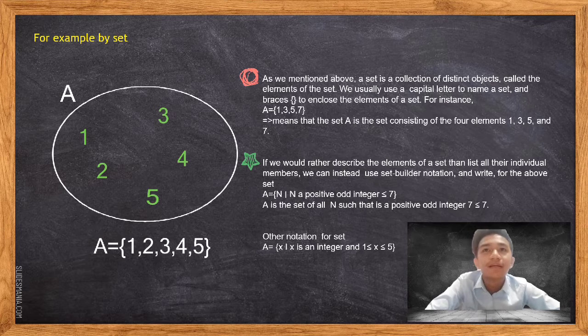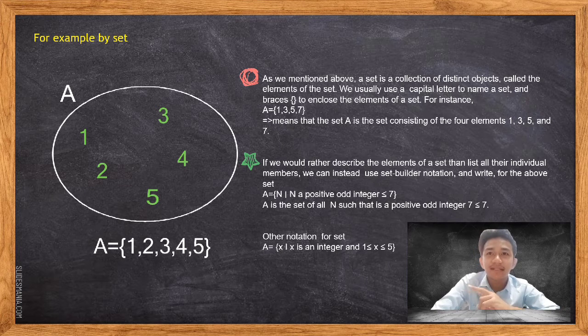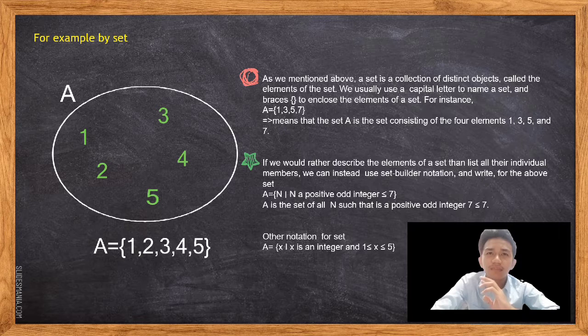Okay. So next, as we mentioned above, a set is a collection of listed objects, called elements of the set. We usually use a capital letter to name a set and braces to enclose the elements of a set. For instance, A equals {1, 3, 5, 7}. You can see the two braces. Okay, that set consists of the 4 elements 1, 3, 5, and 7.